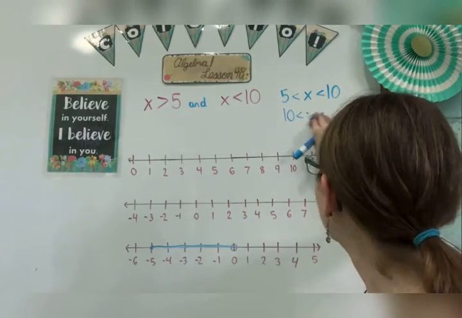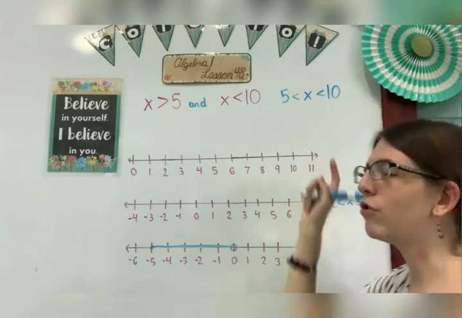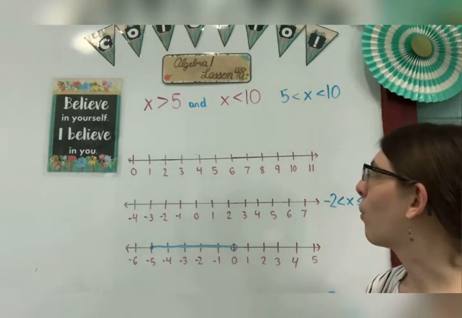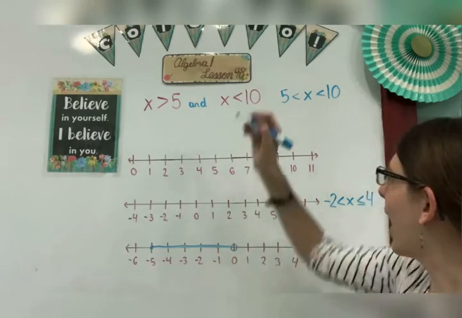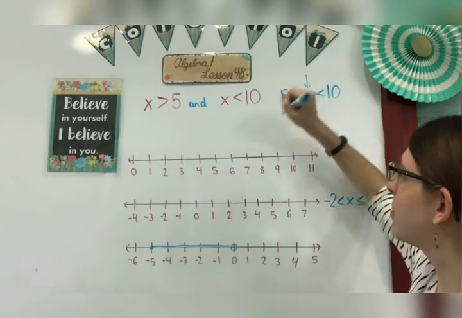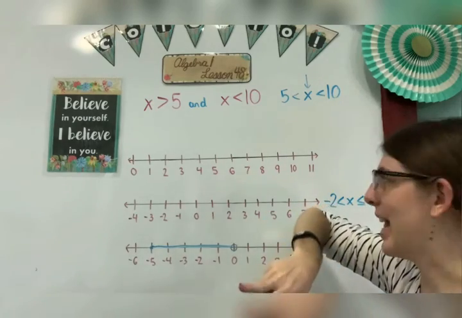Okay? So this is a conjunction. It's the joining of two inequalities together. All right? And remember, whatever is bigger, that's what gets the open end. So x goes in the middle of a conjunction, and the arrows have to be going in the same direction. Whatever is bigger gets the open end.